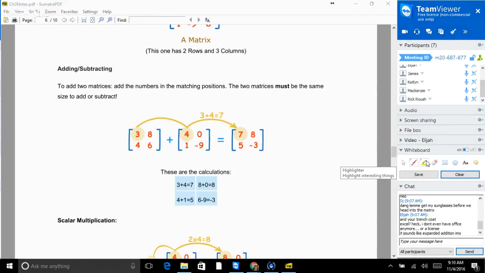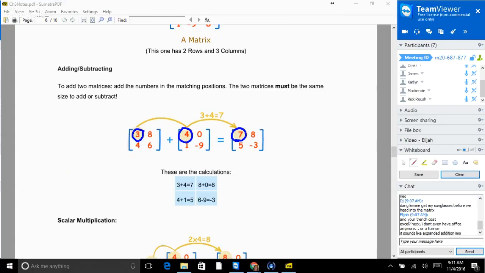You're going to take the number in the first row, first column, which is 3 of the first matrix, and then the number in the first row, first column of the second matrix, and you're going to add them together. So 3 plus 4 is 7, and that's going to go in the first row, first column of your final matrix. Okay, so let's pick another one.